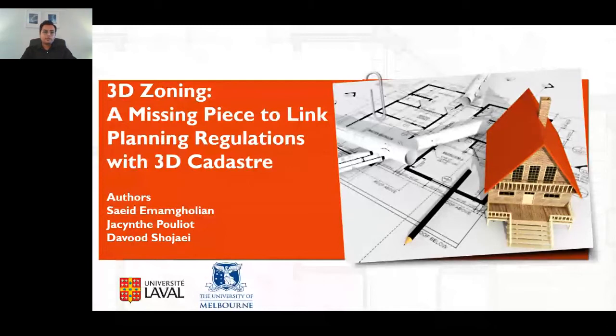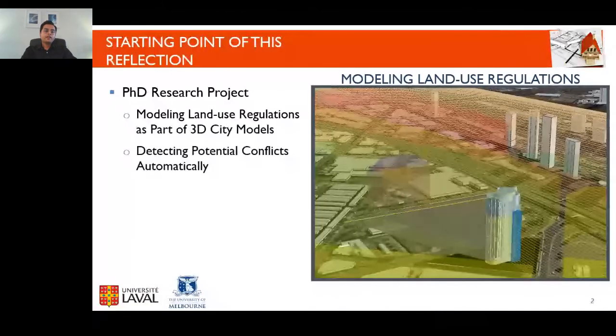My PhD research project started in 2019 with a focus on modeling land use regulations as part of 3D city models, and consequently detecting potential conflicts among physical and administrative objects. During these years, we were always discussing the necessity of considering these restricted spaces caused by planning regulations in cadastral systems, which is the main point that we are going to talk about today.